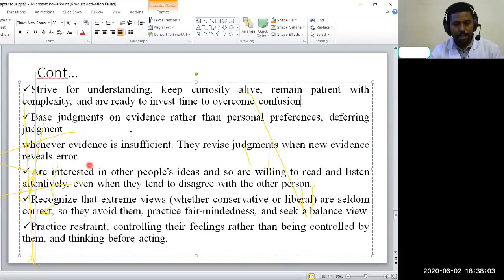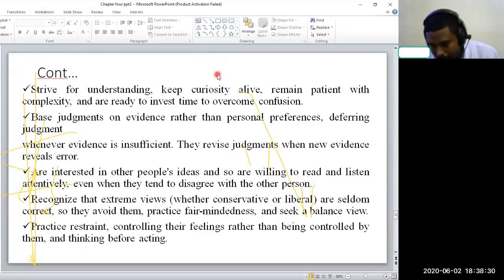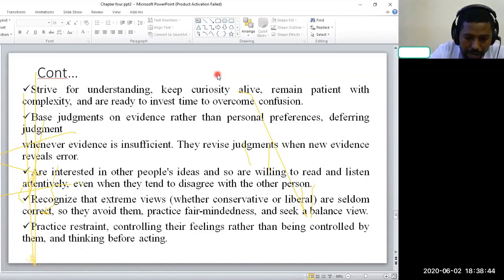Critical thinkers base their judgment on evidence rather than personal feeling. So the judgment of critical thinkers is based on evidence, not on their personal gut feeling or personal attitude. They make judgments in line with the existing evidence, so they minimize the chance of subjectivity in judgment.